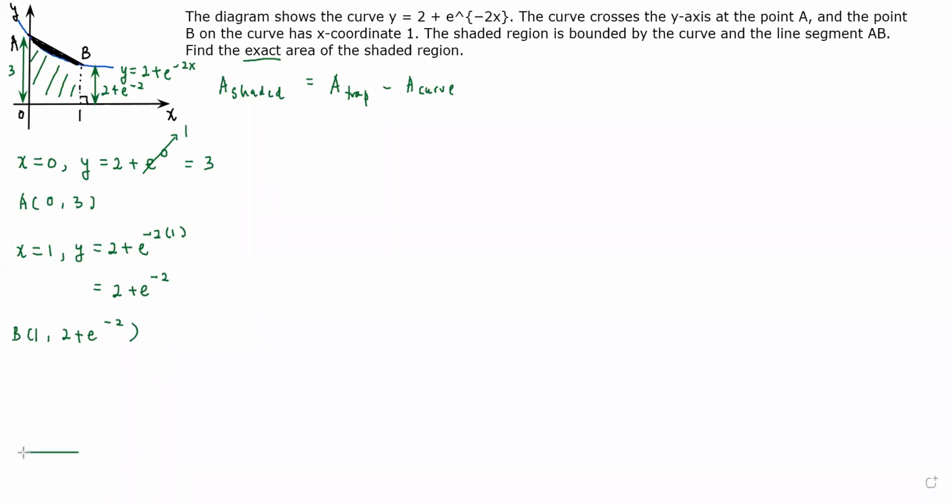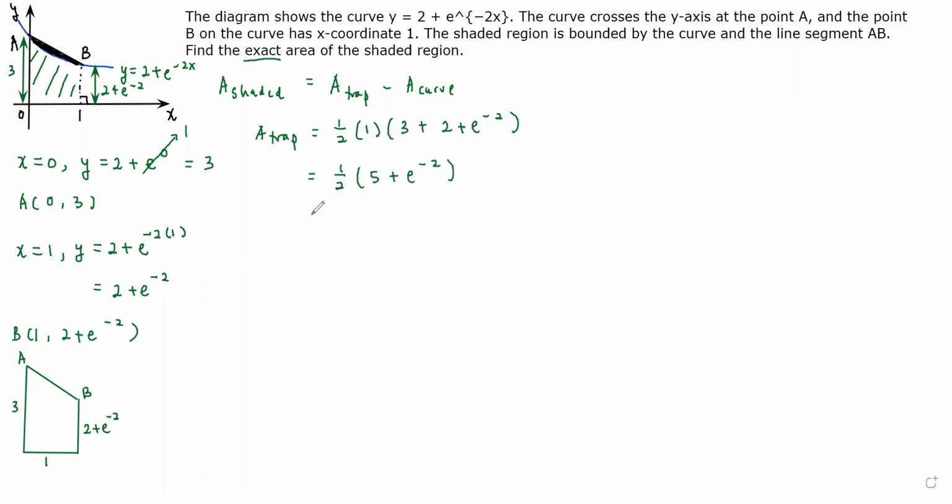We can redraw the trapezium, and then we have B, we have A, and that is AB. This is 3, you have a width of 1, and 2 plus e to the negative 2. We know that the area of the trapezium is given by half of the width, which is 1, and then the sum of the two heights, 3 plus 2 plus e to the negative 2. And the area of the trapezium is half of 5 plus e to the negative 2, which is 5 over 2 plus half of e to the negative 2. That is the area of the trapezium.